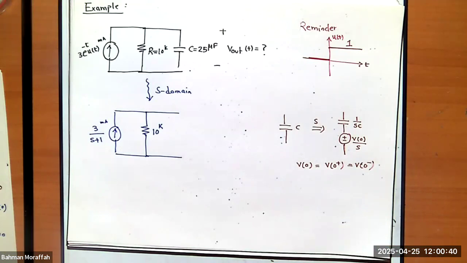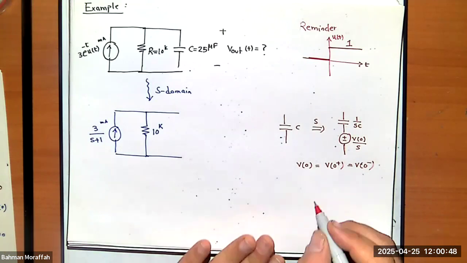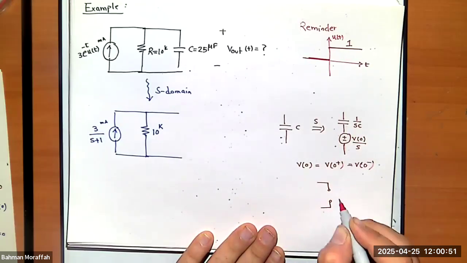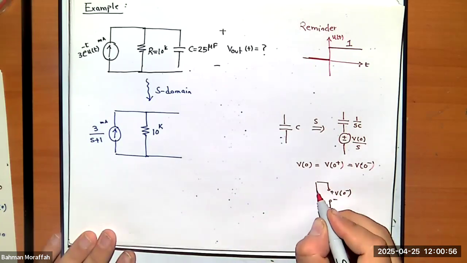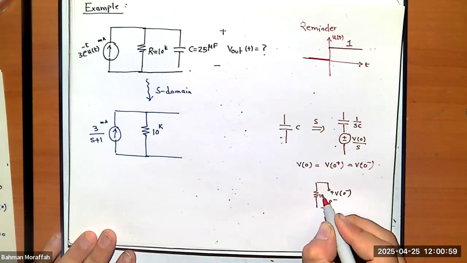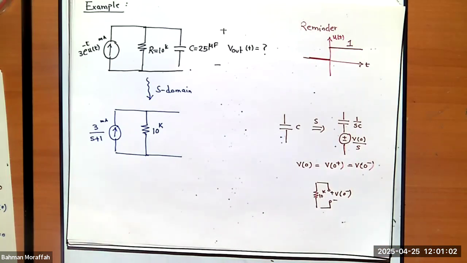What does this capacitor become in the steady state condition? What it means is that my capacitor becomes open. So if I redraw the circuit, I have this open capacitor, which I want to find the voltage across. I have this 10K. What does my source look like? It is zero, because u(t) for negative time is zero. What is the current source with value zero? It's an open circuit. Okay?